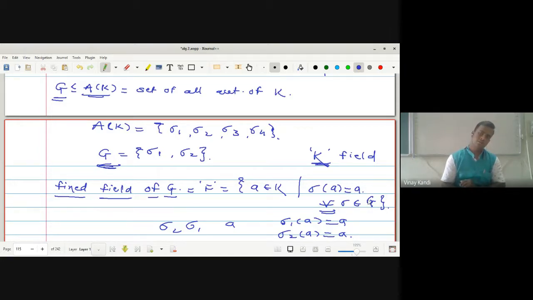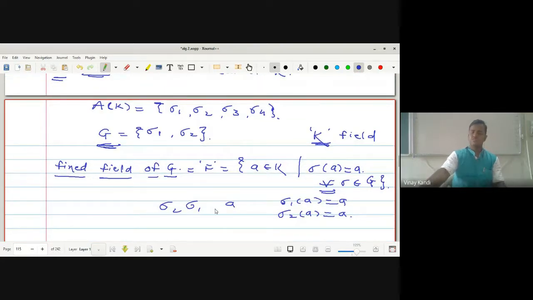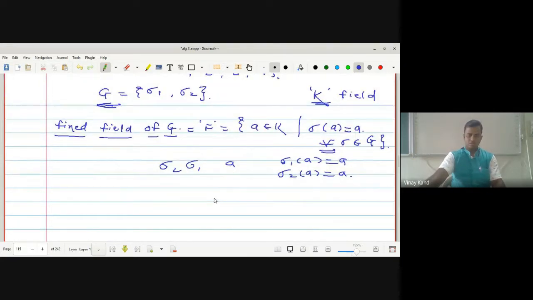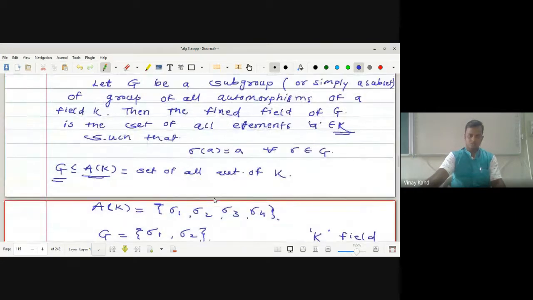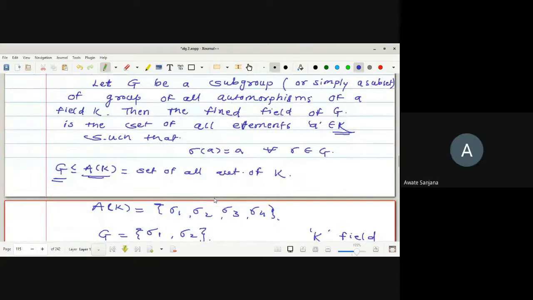Have you read annihilator? Have you seen annihilator before? What is the annihilator of a set? It is from linear algebra, a third semester lesson. This is the definition. So what is the fixed field of G? The collection of all the elements from the field K such that sigma of a is equal to a for all sigma belonging to G. Any doubt? No, sir.